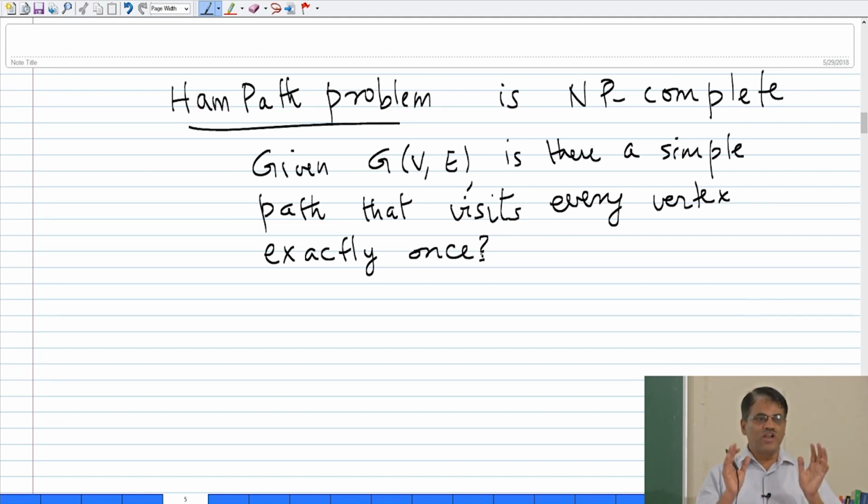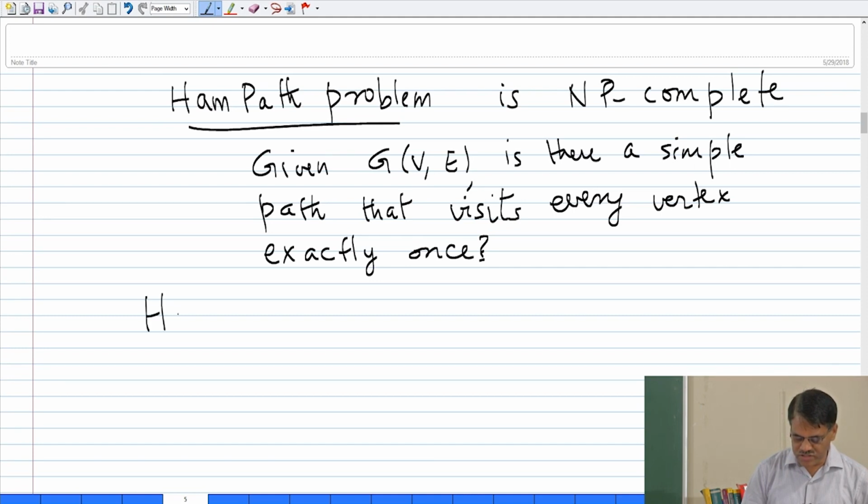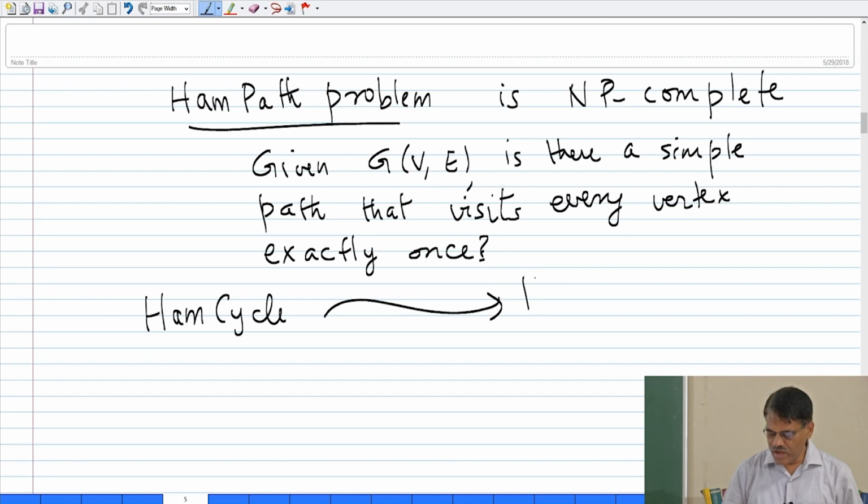So we want to reduce from a known hard problem to this problem. So what is the known hard problem we want to pick up? A natural choice is Hamiltonian cycle, right? Good. So we are going to reduce Hamiltonian cycle to Hamiltonian path problem.